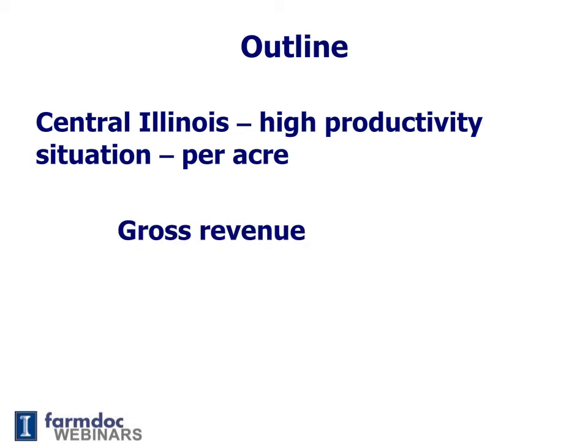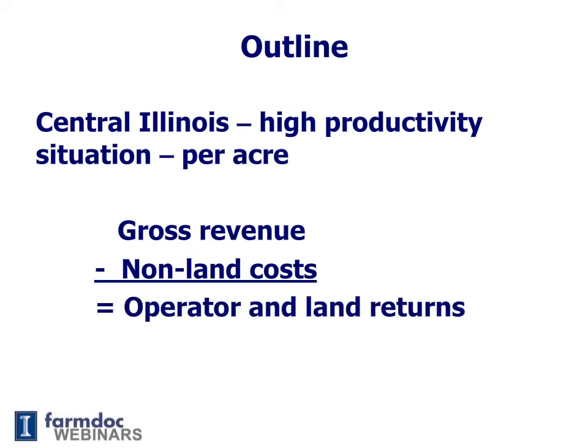In coming up with these projections, we will start by projecting gross revenue for corn, soybeans, and then a blend acre, which is 55% corn, 45% soybeans. Next, we will project per acre non-land cost, and these will include all costs for farm production except for land. And then we'll arrive at operator and land return, which equals gross revenue minus non-land cost, and this is the amount that can be split between the farmer and the landowner.